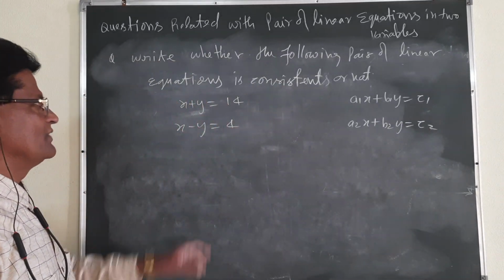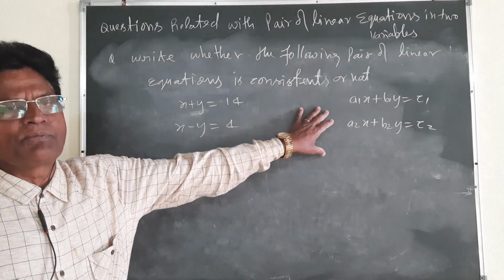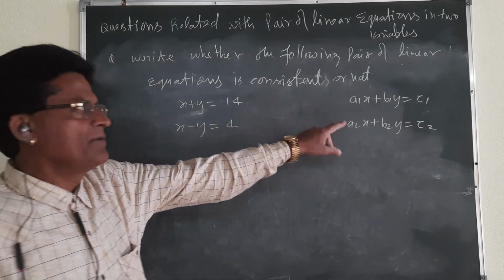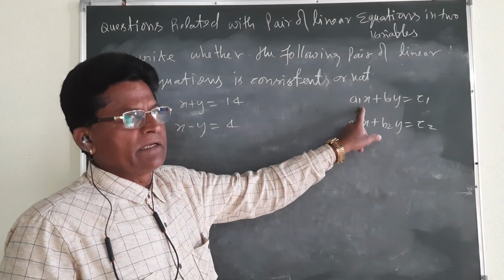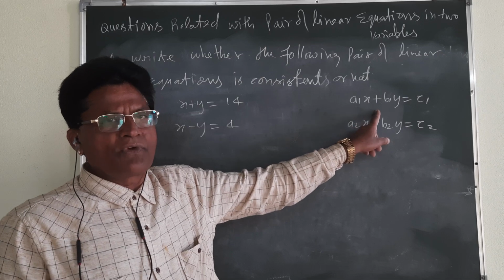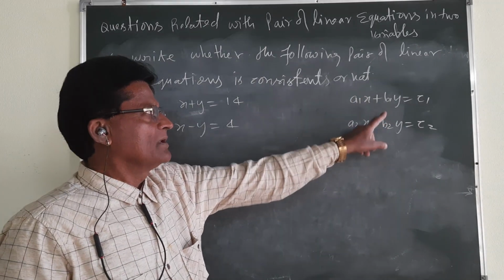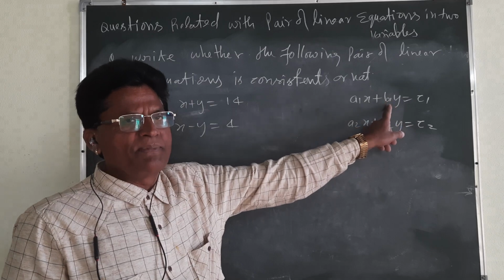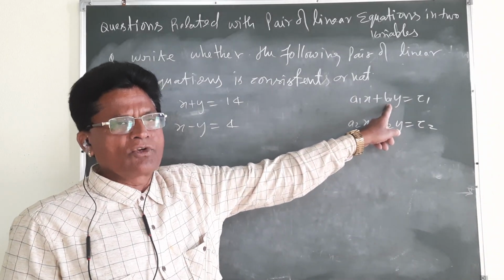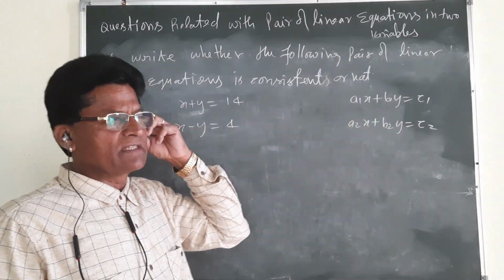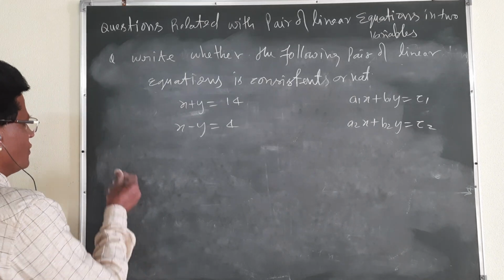The given equations you will have to compare with the standard form of equations, because you will have to find out the value of a1. a1 means the coefficient of x. Except x, the rest of the value will be the coefficient of x. Except y, the rest of the value will be the coefficient of y. In both the equations you will have to select the solution.